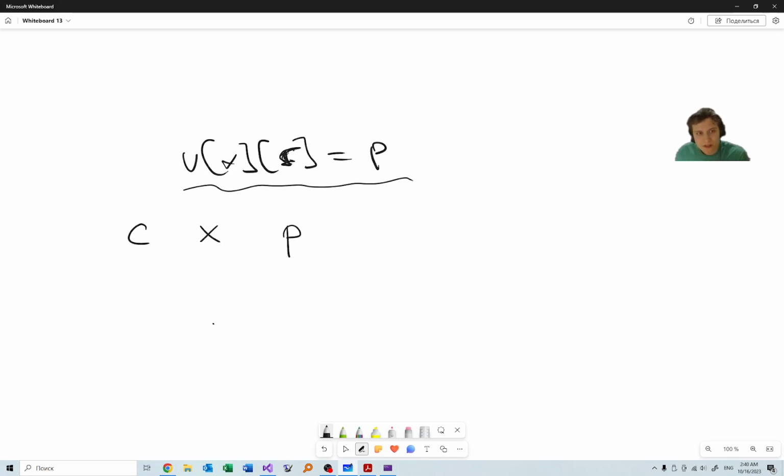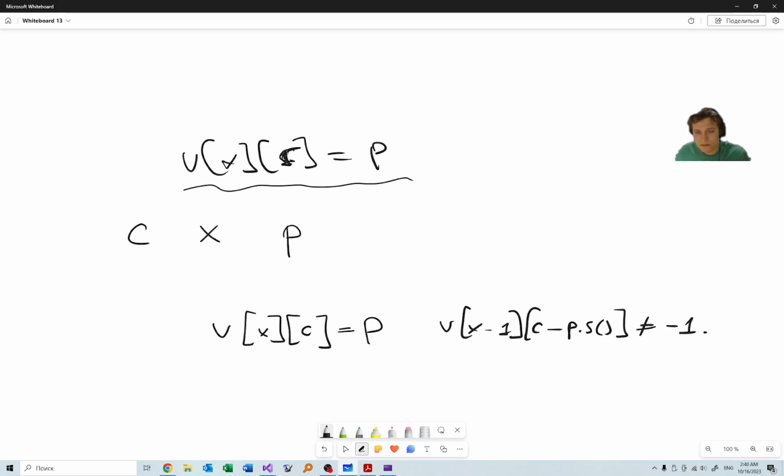Then at some other moment we find a new answer, VXC, which is equal to P. What does it mean? It means that VX minus 1, C minus P.size is not minus 1. This means that this state is accessible through the smaller pyramids. Smaller because for the pyramid P, we iterate C's in decreasing order.